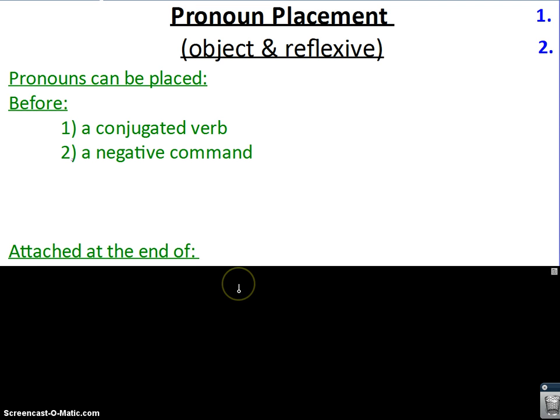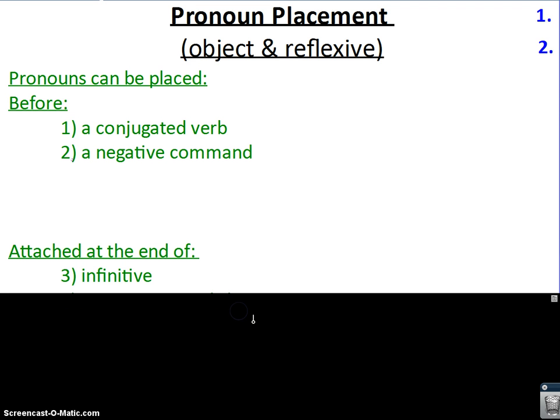But pronouns are sometimes attached at the end of types of verbs. What types of verbs are they attached at the end of? They're attached at the end of infinitives. What are infinitives? You guys know that they end in AR, ER, or IR, and they mean to something in English, and you can attach them at the end. Which is why when you learn reflexive verbs, se is attached at the end. Bañarse, dormirse, because you can attach it at the end.